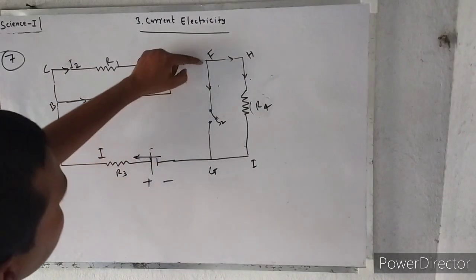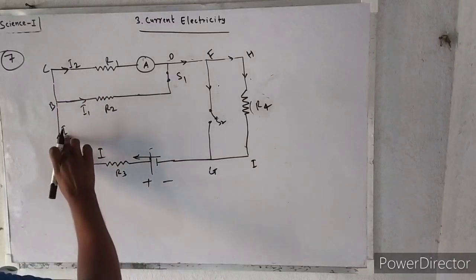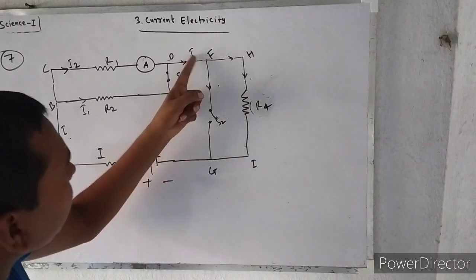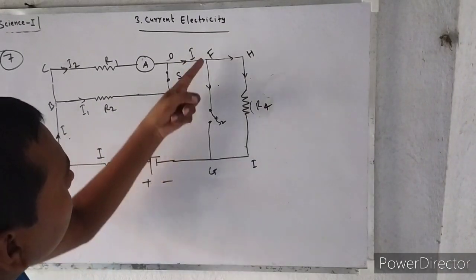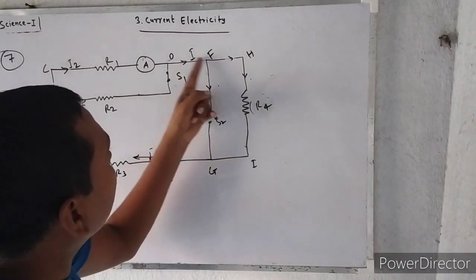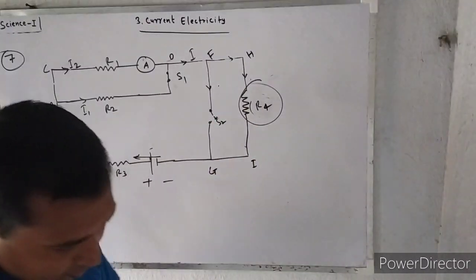And this current, again I1 and I2, I is equal to I1 plus I2. Again here current I is flowing. Now this current will not come in this branch, FG branch. The reason is this is an open circuit. So all the current I will flow through resistance R4. I hope you understood.